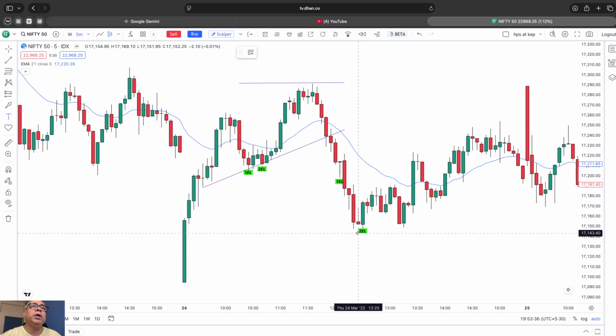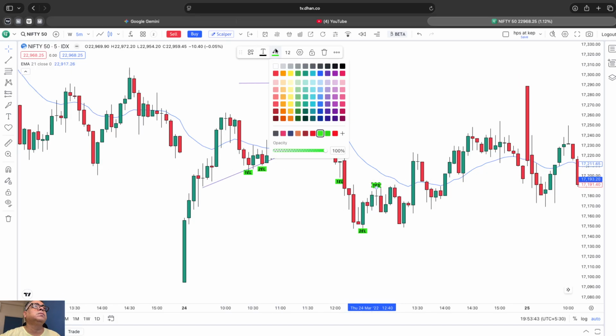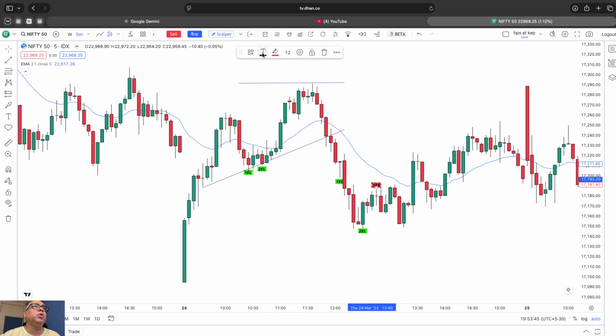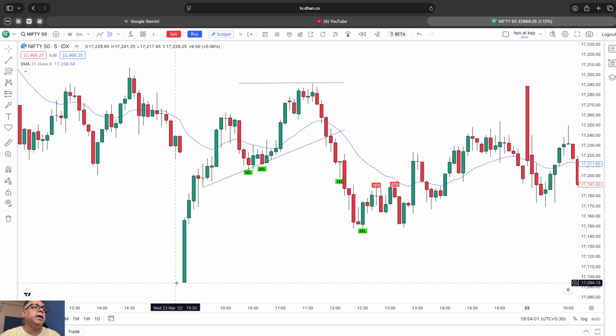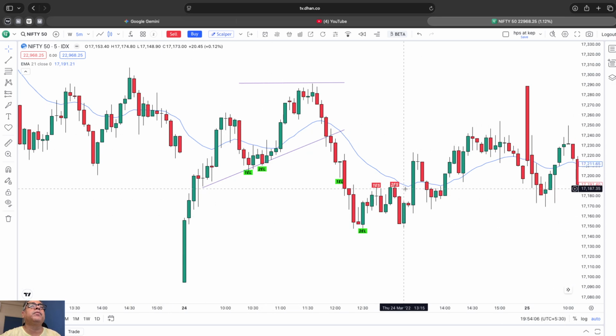Since it's below 21 EMA, I will look for failure of second entry short. This is first entry short, because I'm looking to go long. First entry short. This is second entry short. Why am I looking to go long? Because second entry long formed below 21 EMA and the price has been bullish from the morning. This is second entry short.